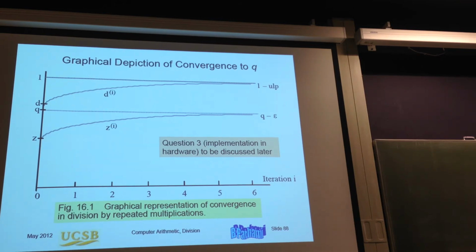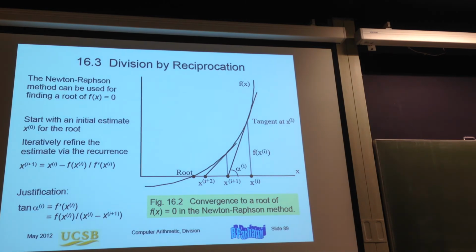Okay, then this is the convergence. We discussed that. That's another method. This is Newton-Raphson. You heard about Newton-Raphson. Don't say you did not, because I don't trust you.